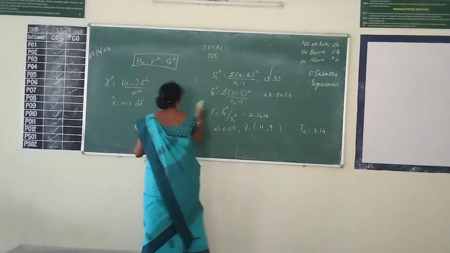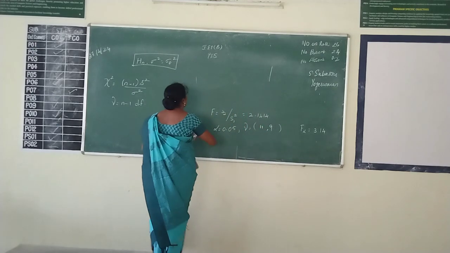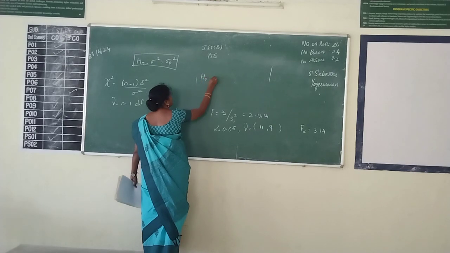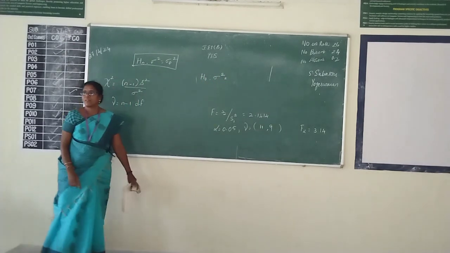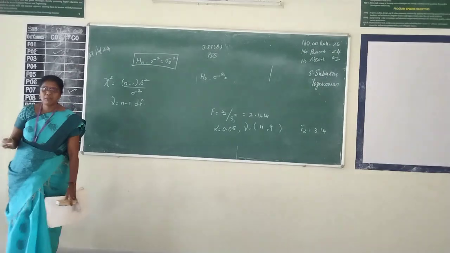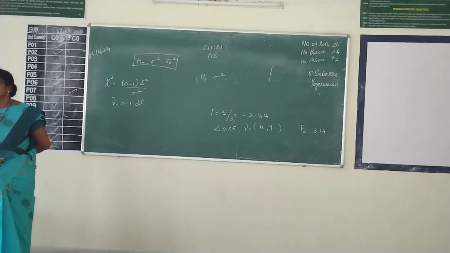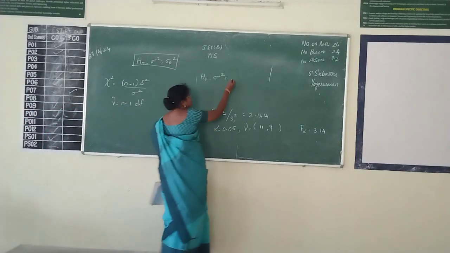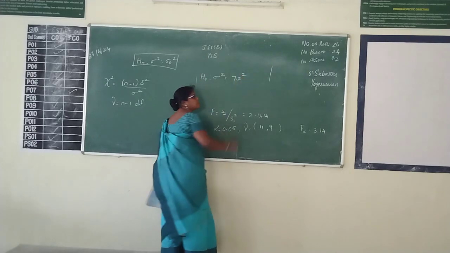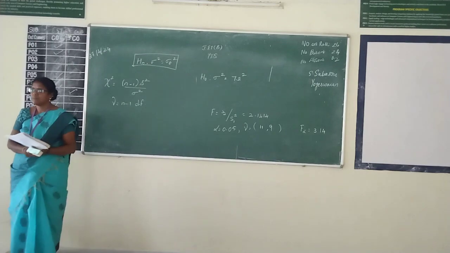So now you write for this problem. For this problem, what will happen? H naught: sigma square is equal to... what is given? We have written the given data now. We are given sigma as 7.2. So what means sigma square? 7.2 square, because we are given sigma.